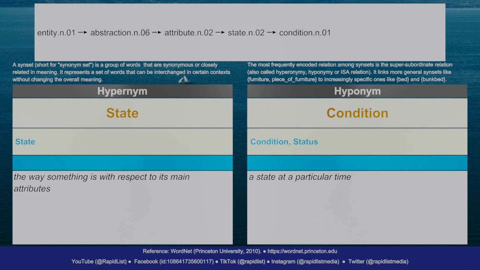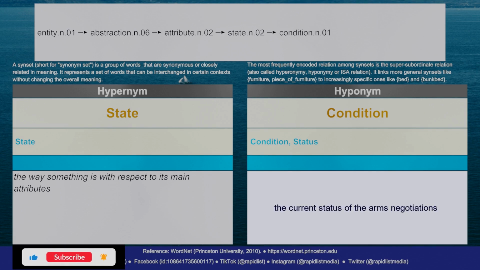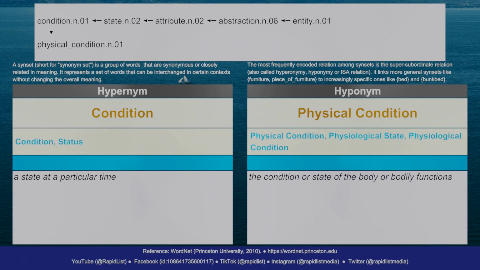Condition. A state at a particular time. The current status of the arms negotiations. Physical condition. The condition or state of the body or bodily functions.